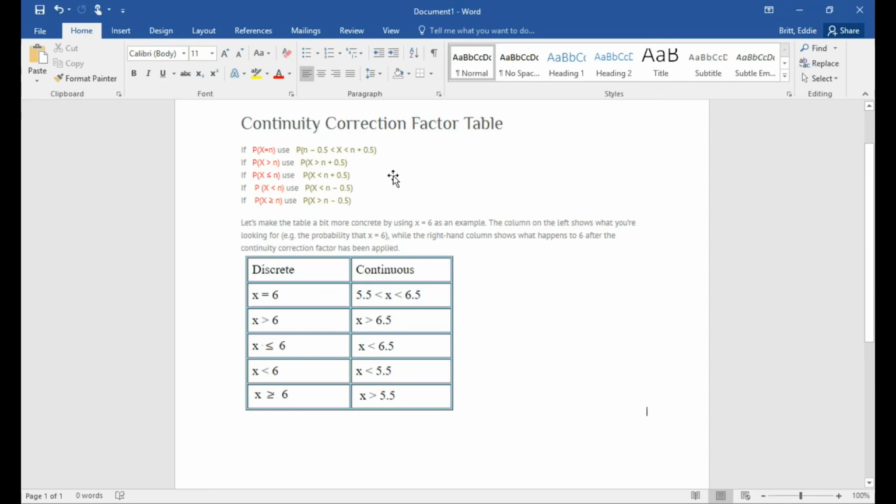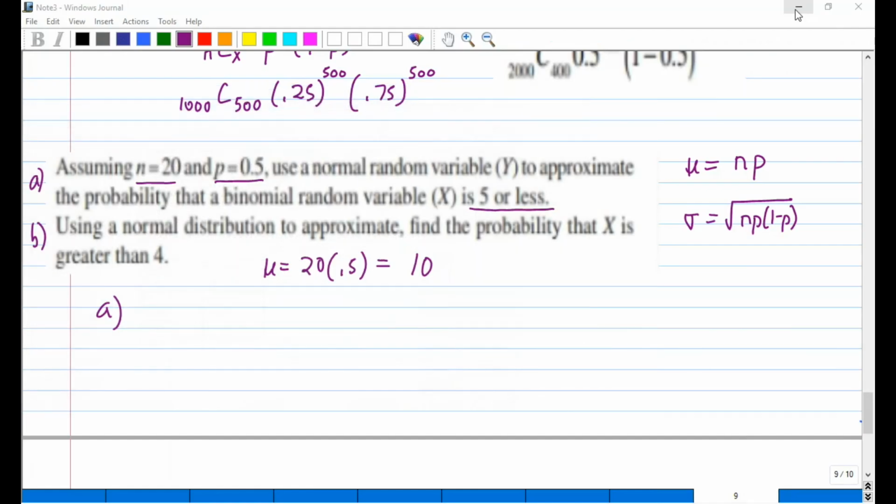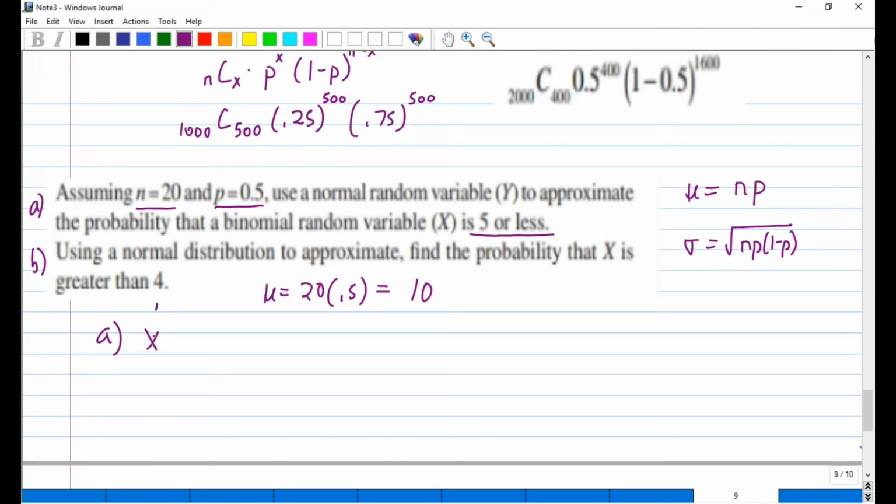All right, so if we add 0.5, because it's a less than or equal to problem, then what is our x going to be equal to? We add 0.5. It's not rocket science, is it? 5 plus 0.5, 5.5. So now we have everything we need to find our z-score.